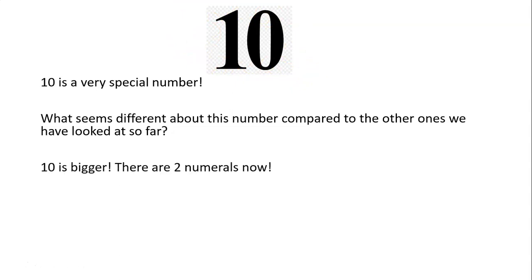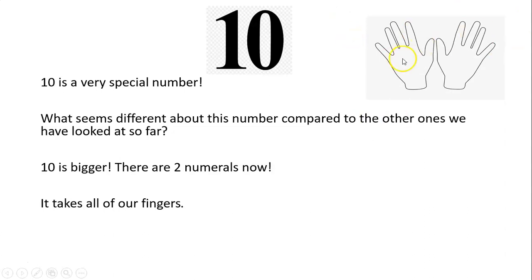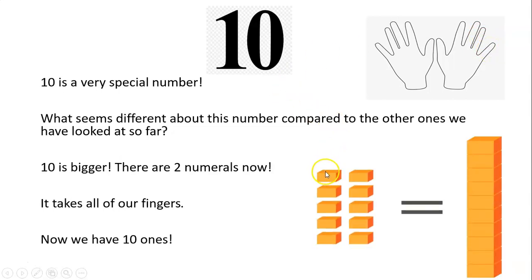Correct. 10 is bigger, and now we have 2 numerals. We have 1 and 0. It takes all of our fingers. Let's hold up both hands and let's count our fingers. 1, 2, 3, 4, 5, 6, 7, 8, 9, 10. Now we have 10 ones. Let's count our cubes. 1, 2, 3, 4, 5, 6, 7, 8, 9, 10. 10 single cubes equals 1 ten stick.